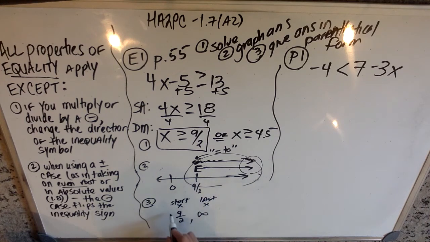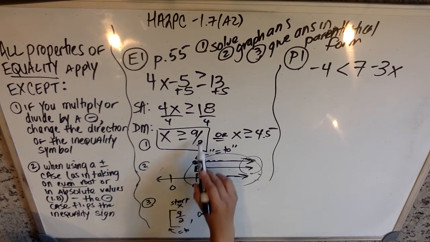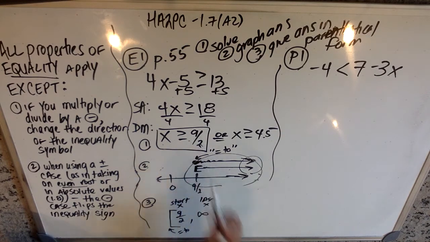There's no final x value. And then because I'm including, remember, a bracket means equal to, right? So since I'm allowed to include 9/2, like 9/2 is greater than or equal to 9/2 would be a true statement, I'm going to put a bracket, but then I'm going to put a parenthesis at infinity because you can't reach infinity.